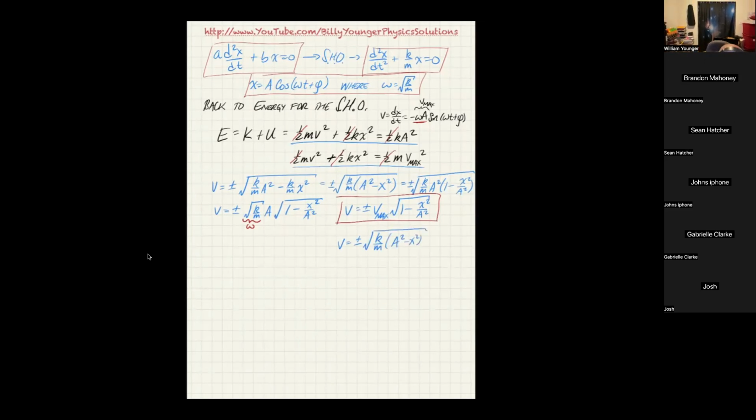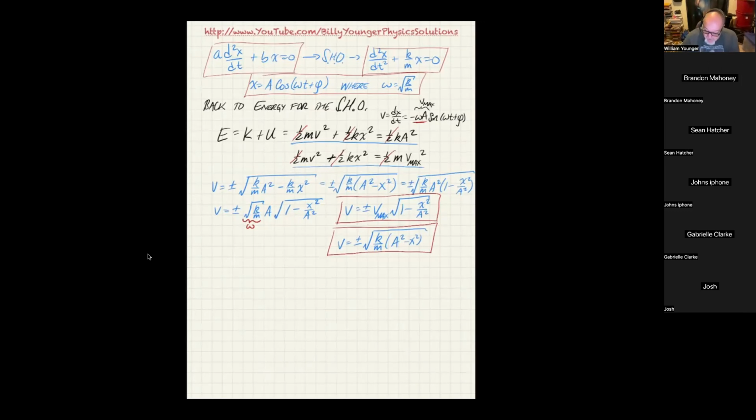Now, in principle, you could also solve for x the same way. Instead of having v on the left, you could actually solve for x, and that would give you the x for any a, if you know what the v max is. But we find that that's not that helpful, so we just don't use it.